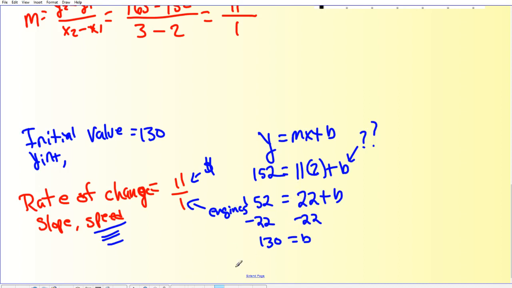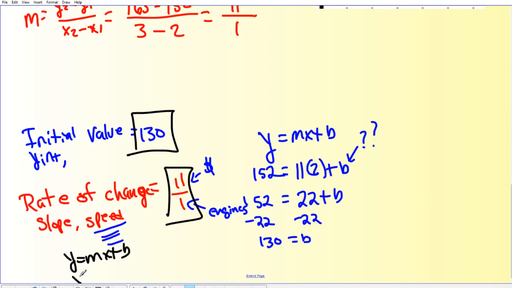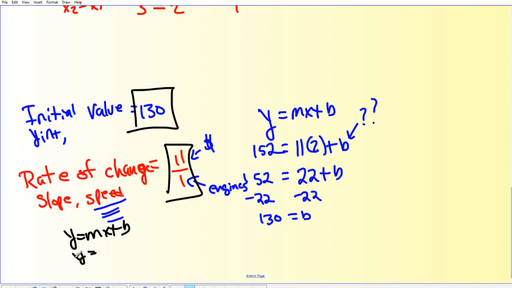And now that I'm thinking about it, look at this. I got a y-intercept. I got a slope, which means I can write the equation of this line, which I kind of almost already did. So the equation of this line, y equals mx plus b, y equals, I'm out of space, y equals 11x plus 130. Boom. I've got function. I've got rate of change. I've got initial value. The only thing I haven't done is I haven't graphed it yet. But now that I have all this stuff, it's going to be easy.